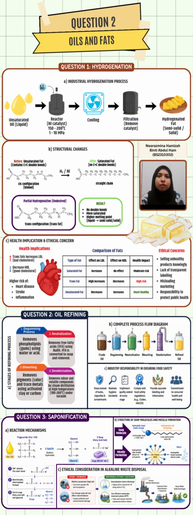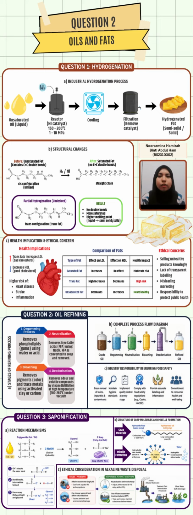Now I will present question 2, which is oils and gas, which includes hydrogenation, oil refining, and saponification. First, hydrogenation is a process where unsaturated oil reacts with hydrogen gas using a nickel catalyst. In industry, this occurs in a reactor at about 150 to 200 degrees Celsius under high pressure, followed by cooling and filtration to remove catalyst.